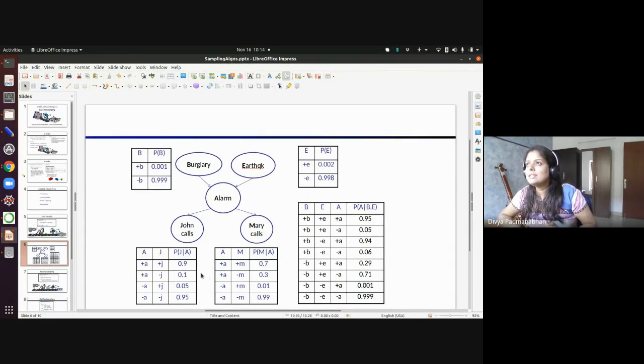Now the question is, it's not a fixed distribution. Of course, there's an underlying fixed distribution, but what you have is these conditional probability tables. So how do you do this? How can you draw samples from this kind of a network?